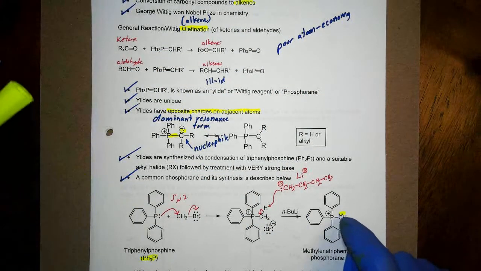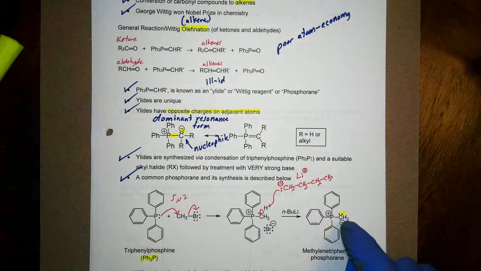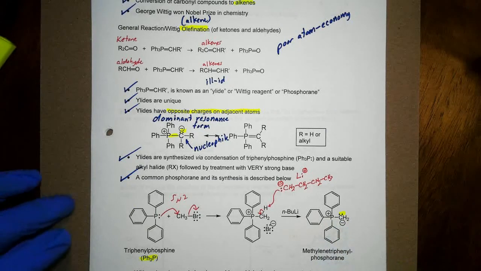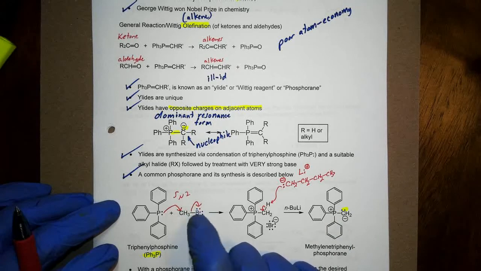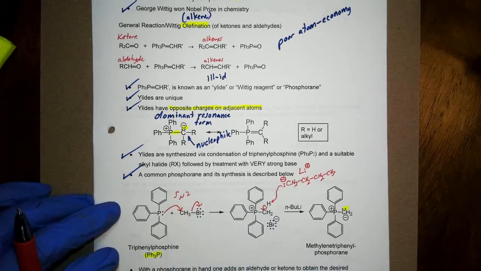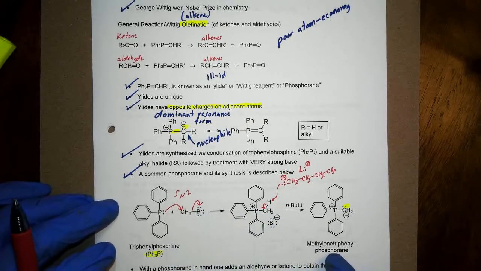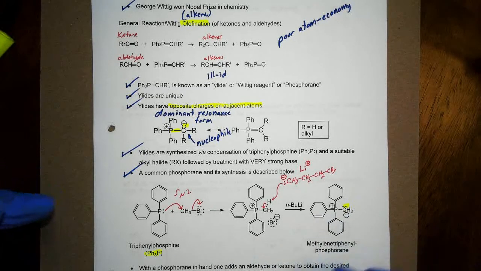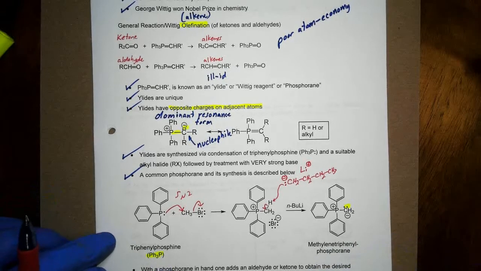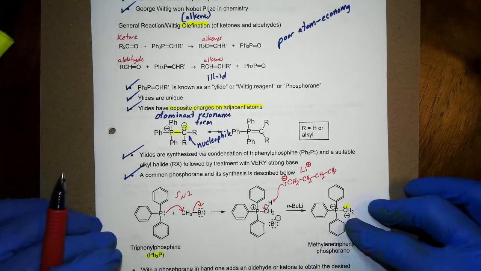This is now a nucleophile. So this would be a way to add a CH2 to a carbonyl. So you can choose different alkyl halides here to make different phosphoranes. It just depends on what you want to make. So I'd like to take you from basically here to the alkene, and let me show you that on the next page. And I'll let you read these few bullet points at the end of page 137 on your own.